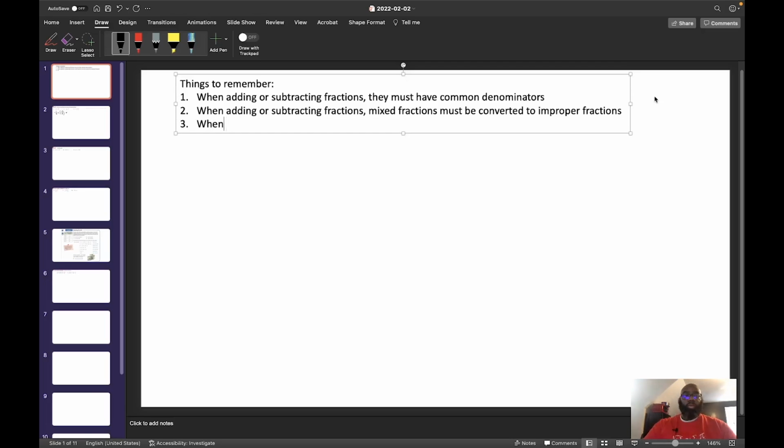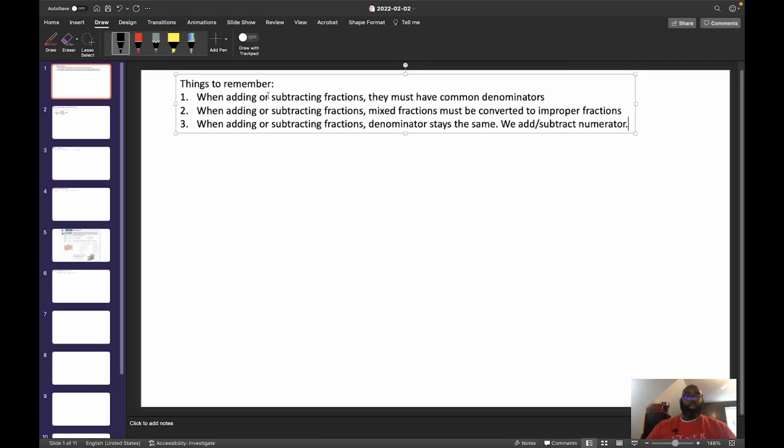When adding or subtracting fractions, the denominator stays the same. We add or subtract the numerators.